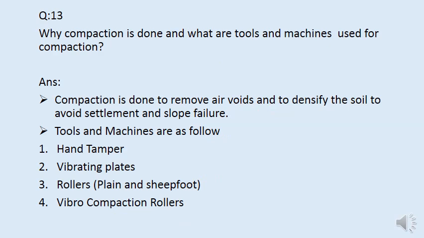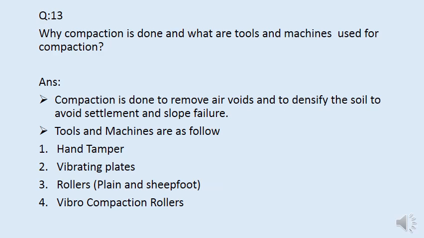Question number 13. Why is compaction done, and what are the tools and machines used for compaction? Compaction is done to remove air voids and to densify the soil to avoid settlement and slope failure. So the main purpose of compaction is to avoid the soil causing settlement or slope failure. When we apply the compactive effort, the air voids are removed and the soil particles get closer, and there are no chances for settlement or slope failure in the future.